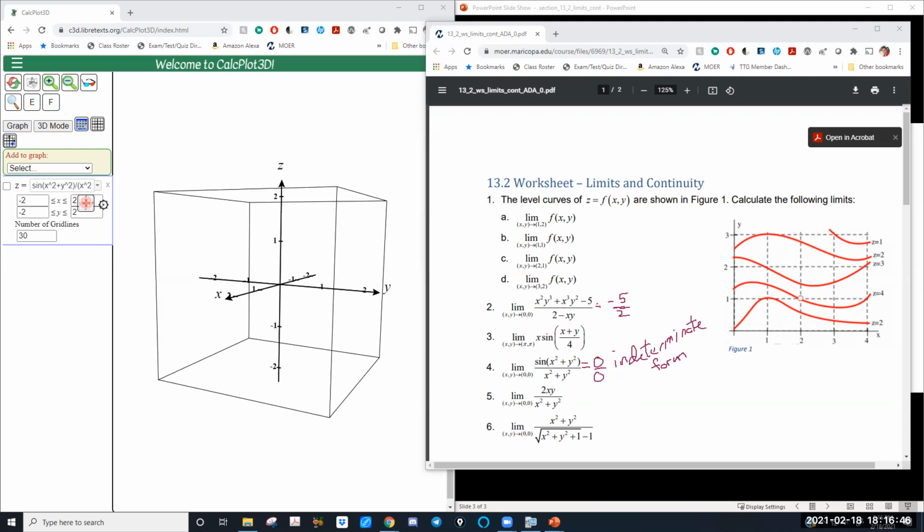So what's that going to involve? Well, we know we've got an indeterminate form. So the first thing I would recommend is plotting it.